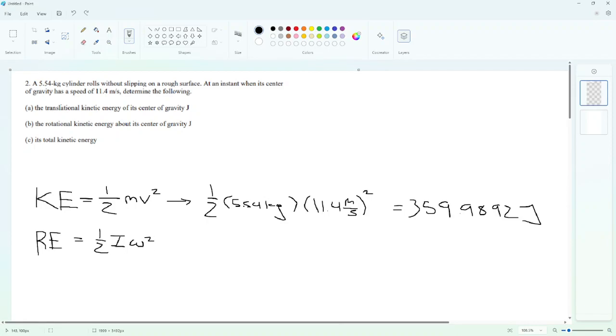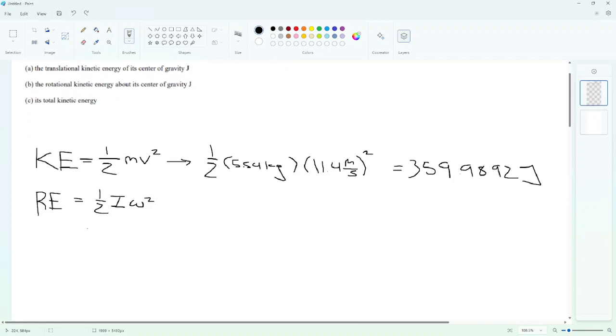They give us information that we are dealing with a cylinder. So in this case, the cylinder has a moment of inertia. The moment of inertia for a cylinder is going to be 1/2 mr squared, given that this is a solid cylinder. If it's a hollow cylinder, then it's mr squared. But we're just going to be dealing with this for right now. So let's go ahead and put that in there: 1/2 mr squared.